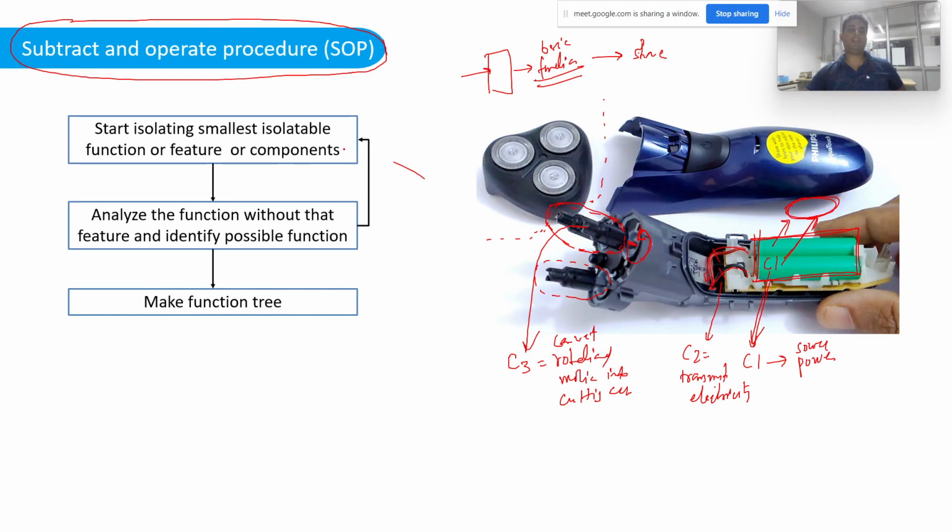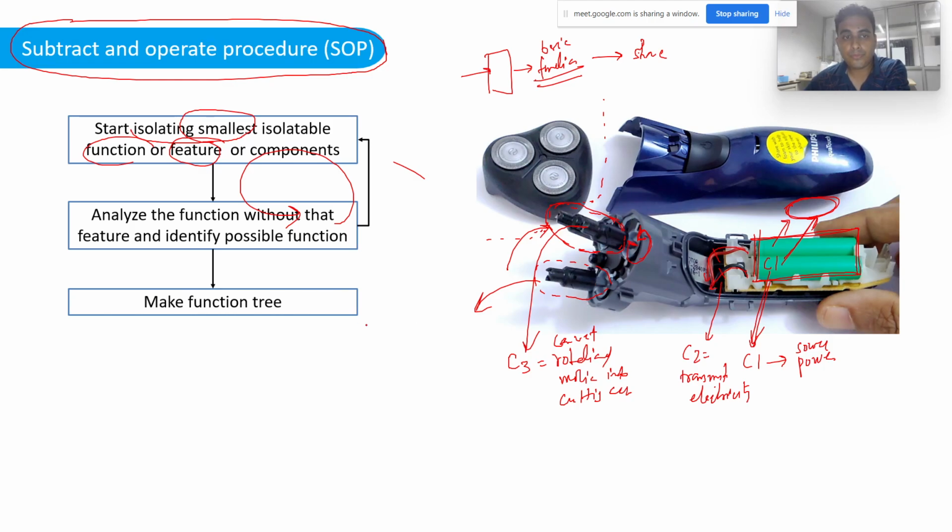So in this approach, we dismantle an existing product and try to isolate the smallest isolatable function or feature, and then analyze the rest of the functionalities. We do this repeatedly, one by one. Every time we analyze a particular function, we fix that feature again and then analyze other parts. So slowly we understand all the various features or components available in this product.